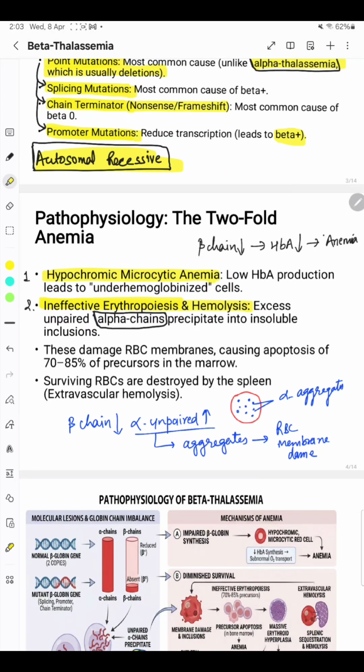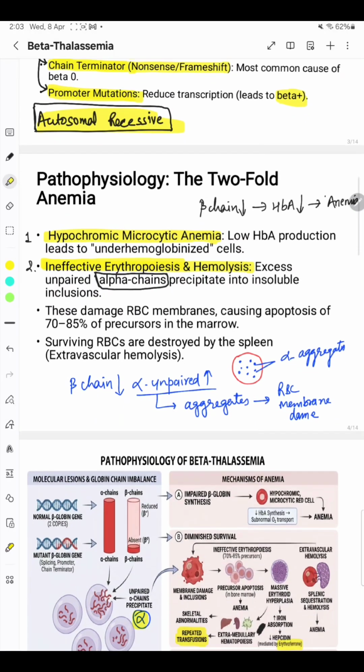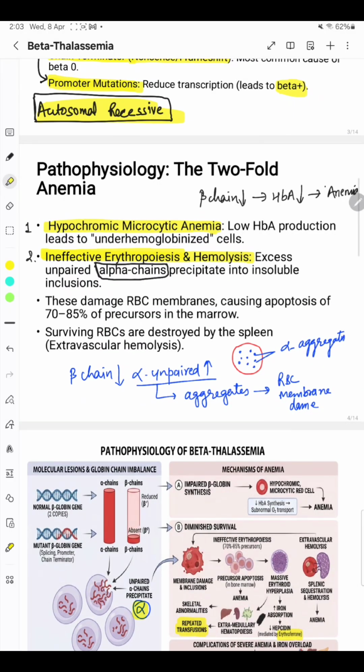Pathophysiology of beta thalassemia. The two-fold anemia is seen in beta thalassemia. As we know, in beta thalassemia there is decreased or no synthesis of the beta globin chain. If beta globin chain is decreased or absent, there is decreased production of the adult hemoglobin or HbA, and there will be anemia.